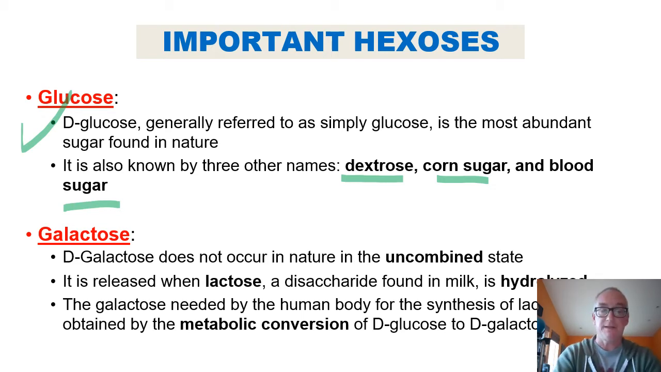The next sugar is galactose. Now, you don't really see galactose by itself. You do see it in a disaccharide called lactose. We're probably familiar with lactose because it's milk sugar. So when milk sugar is hydrolyzed, it releases glucose and galactose. The galactose that's needed to make lactose actually comes from glucose. So the body takes D-glucose and rearranges the atoms to form D-galactose and then puts them together to form lactose.